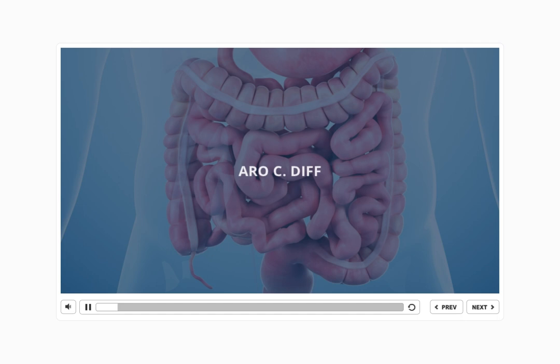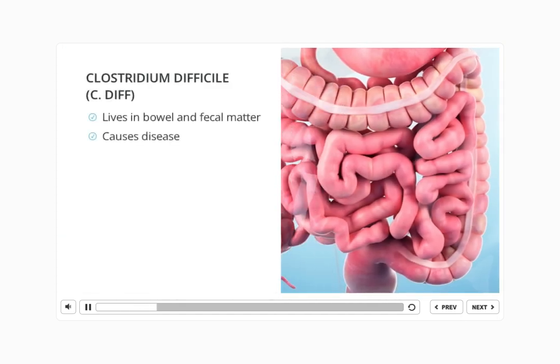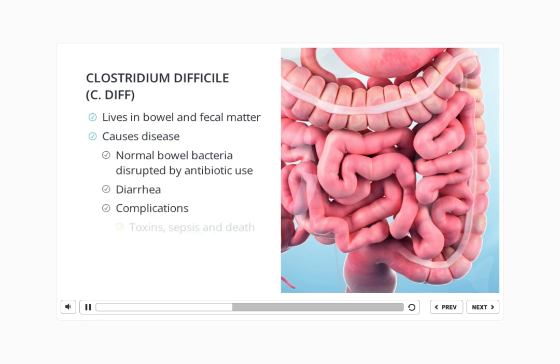C. difficile stands for Clostridium difficile. This organism lives in the bowel and fecal matter. When normal bowel bacteria is disrupted by antibiotic use, C. difficile can take over. It causes severe diarrhea and can create toxins that cause sepsis and death. It is transmitted by direct and indirect contact. Of note here, due to diarrhea and fecal contamination, bathrooms need to be disinfected regularly, and bathroom equipment is dedicated to the client. Where possible, bathrooms should not be shared.